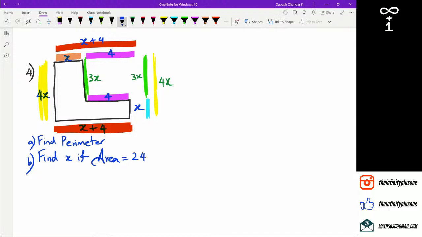If you look at the red highlighted part, the red highlighted part is x plus 4. Now the orange and the pink has to add up to the red. All right, so if the orange and the pink has to add up to the red, if orange is x, then red minus orange, so red is x plus 4, minus the orange part, which is x, should give us 4. So that's how we get that 4. Hopefully that made sense, Malika.